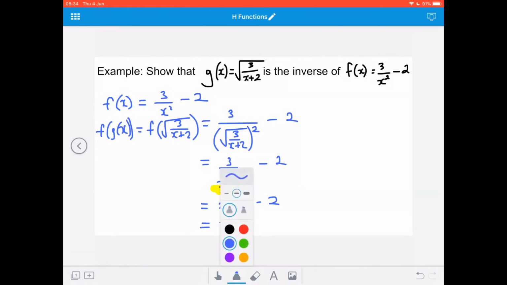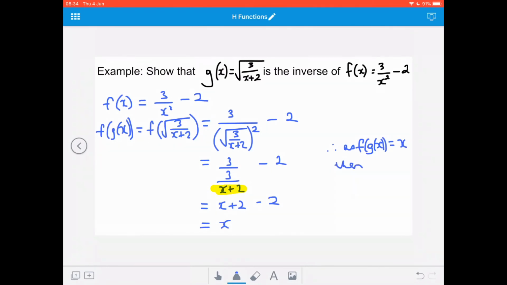And we can say, therefore, as f of g of x equals x, f of x and g of x are inverse functions.